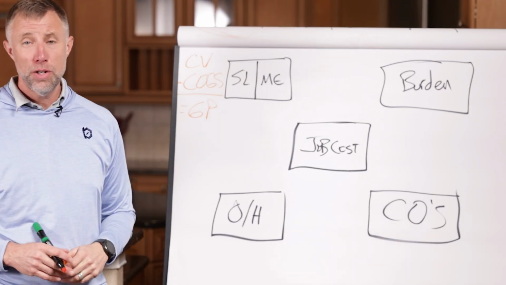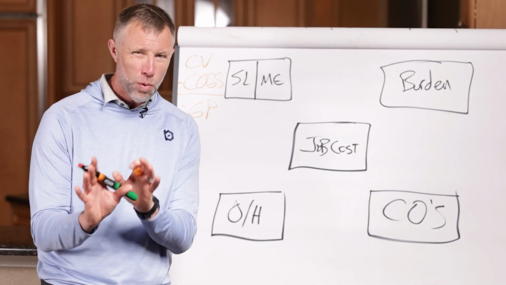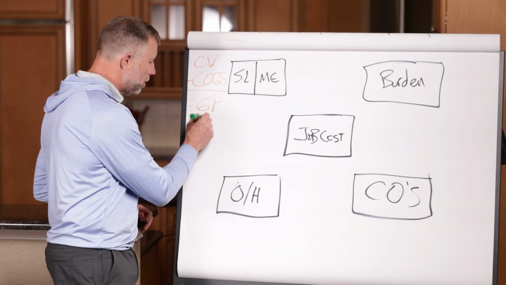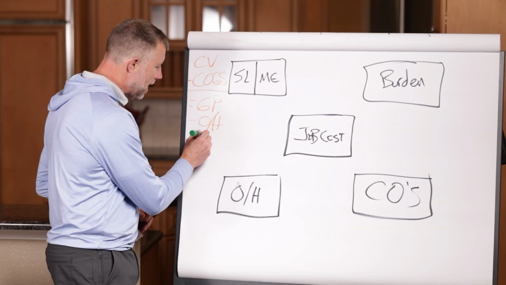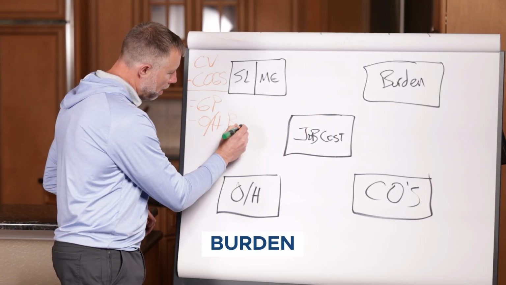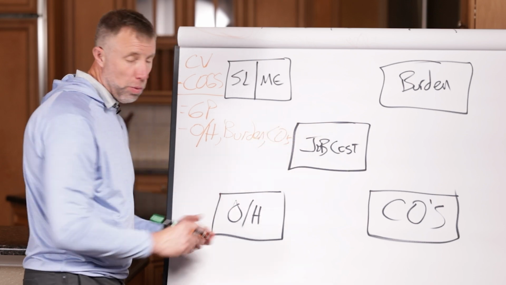Now, here's where most contractors stop. And they're like, oh, look at that, I'm job costing. We're like, oh, not quite yet. There's still a couple things you've got to do because we've got a big number to pull out of here. And that's the idea of overhead and also burden. There are a lot of people that don't look at burden. And then there's a third element of COs, or what they call change orders.